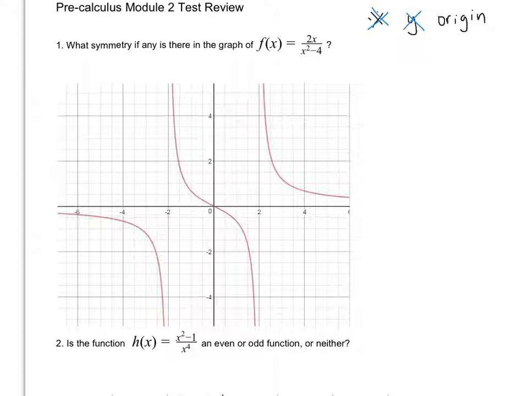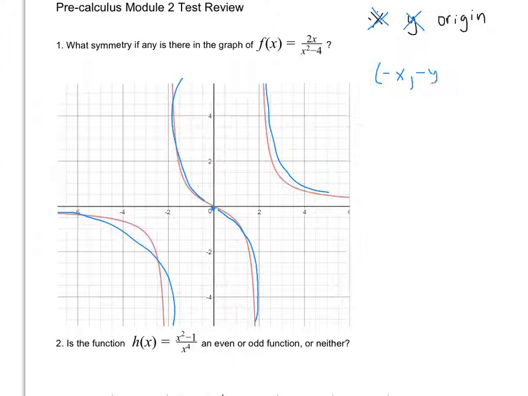It does appear to be symmetric to the origin, though, because if it's symmetric to the origin, we're flipping everything over the origin. So this part will kind of match up with this part, and this part flipped over would match up with this part. Now, if I want to verify that algebraically, remember negative x, negative y would give us that. If we plug it in, we should get the original function back.